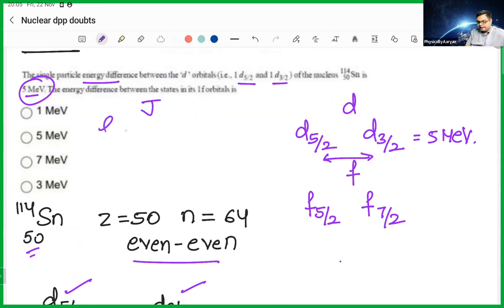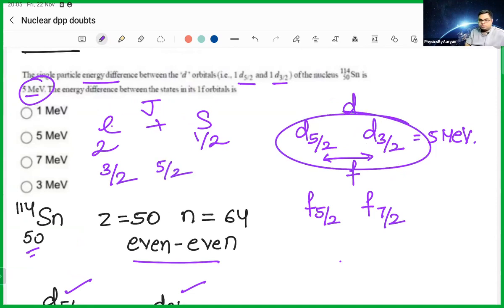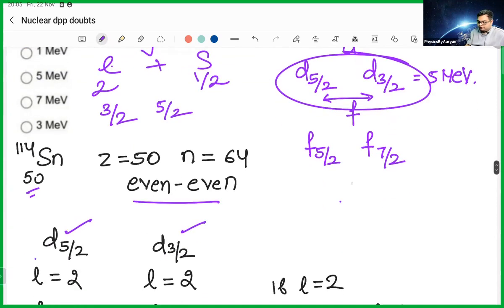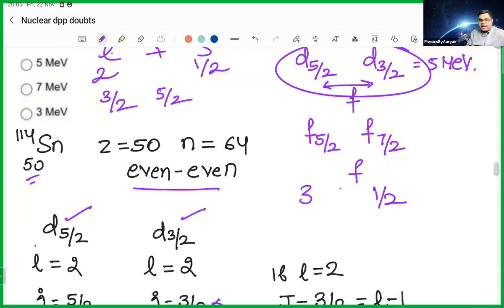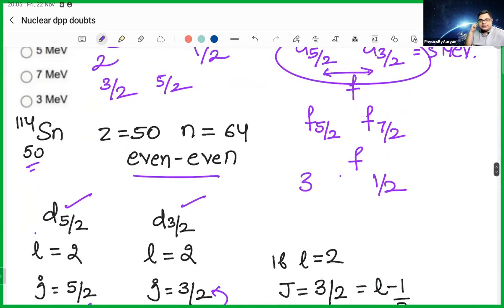You get J by adding L and S, right? And S for a neutron or a proton is half, and L for a d orbital is 2. So if you do 2 minus half, you get 3 by 2, and if you do 2 plus half, you get 5 by 2. That is why you have these two energy levels. But for an f orbital, L is 3, and S for a neutron or a proton is still half. Now if you add, you will get 7 by 2 or you will get 5 by 2.